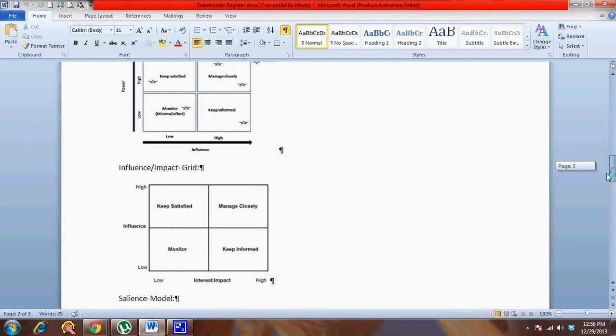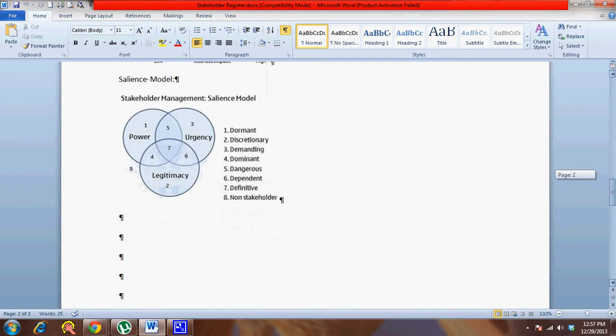Then you have the influence impact grid. Based on the influence that the stakeholder can have, what impact can they have on the project objectives. So that is also another grid. Based on the project and the requirement or the context, you develop different grids to see which stakeholders are the key ones and to keep them informed about different project decisions.